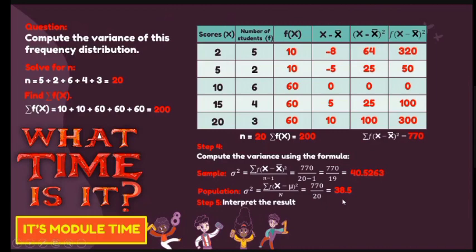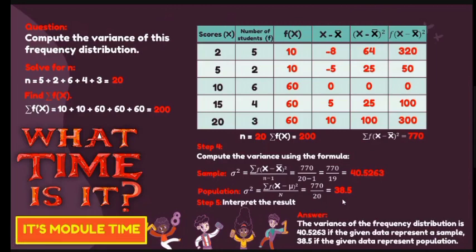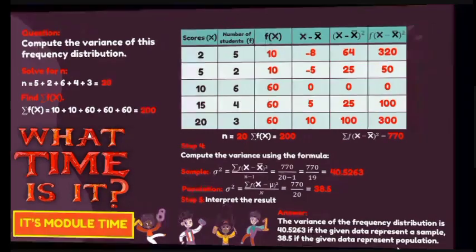And then for step number 5, you have to interpret the result. So the variance of the frequency distribution is 40.5263 if the given data represent a sample, then 38.5 if the given data represent a population.